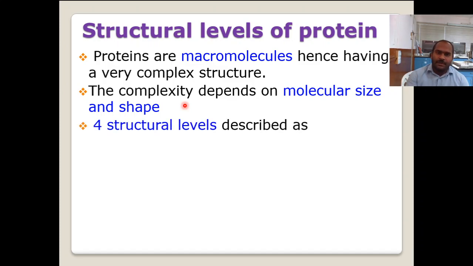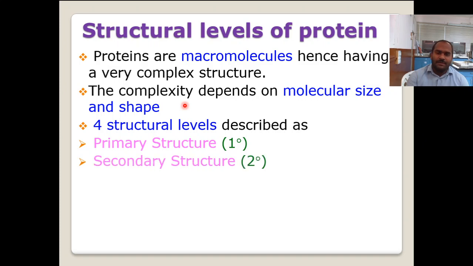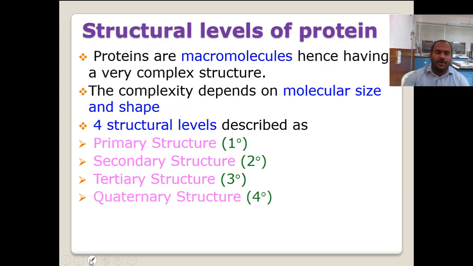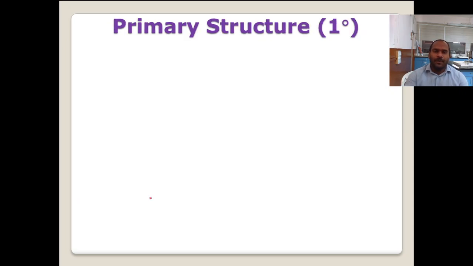There are four structural levels which describe the protein structure: primary structure, secondary structure, tertiary structure, and quaternary structure. So here we can consider four structural levels of protein: first, primary, secondary, tertiary, and quaternary. At these four different levels, we study proteins in different ways. So let's consider the structural levels of the protein one by one.